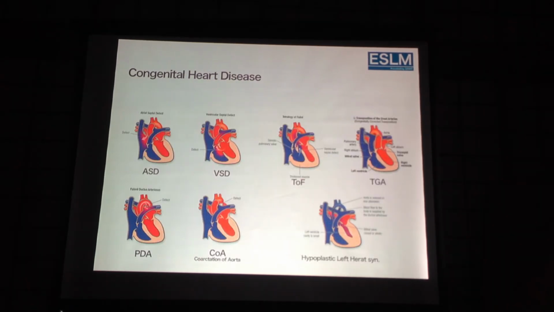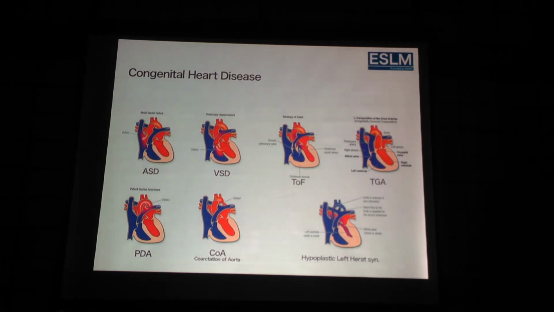So this is for senior students. There are different diseases, right? ASD, VSD, PDA, coarctation of the aorta, tetralogy of Fallot, transposition of the great arteries, whatever, and hypoplastic left heart syndrome, and there are many more diseases. But I want senior students to tell me which one is cyanotic and which one is not cyanotic. You can just pick one and tell me.